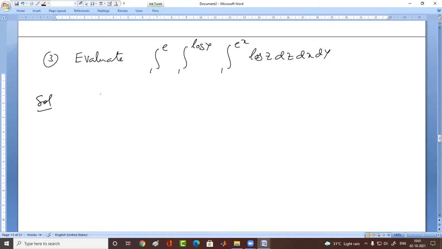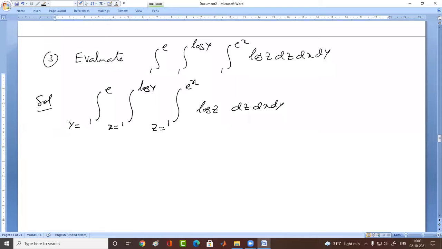Okay, I will explain, don't worry. The limits are 1 to e, 1 to log y, 1 to e power x, with log z inside, dz, dx, dy. The outer limits are in terms of y, the middle in terms of x, and the other variable is z, the innermost. First integrate with respect to z, then with respect to x, then with respect to y. This is the order.